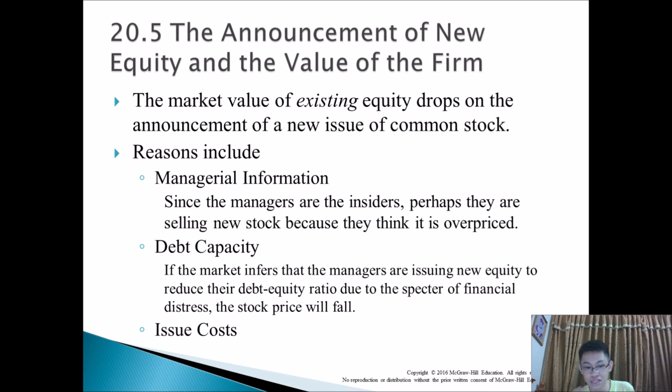The second one is debt capacity. If the market infers that managers are issuing new equity to reduce their debt equity ratio due to the specter of financial distress, the stock price will fall. The third one is issue costs. As we will discuss in the next section, there are substantial costs associated with selling securities. Whatever the reasons are, a drop in stock price following the announcement of a new issue is an example of the indirect costs of selling securities.